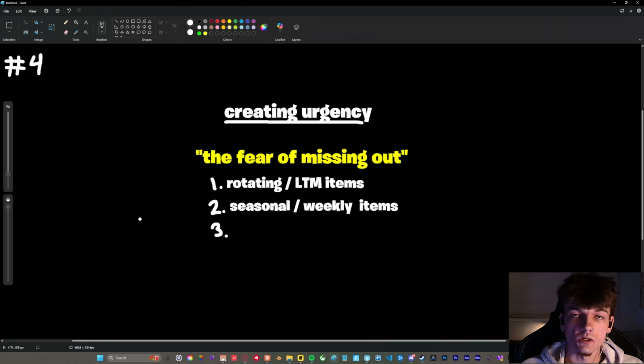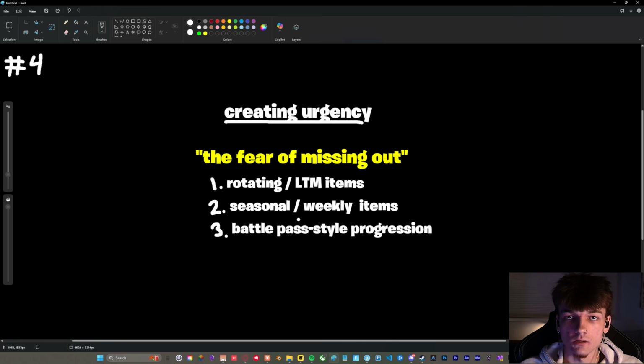Another way you can create a sense of urgency without it being as extreme as a rotating shop is to include seasonal and weekly items. It does still cycle, but it's more of a, hey, you should probably buy this before this event ends. You could tie it to a season and be like, this is the spring sale, and you're only offering it through the month of February or something like that.